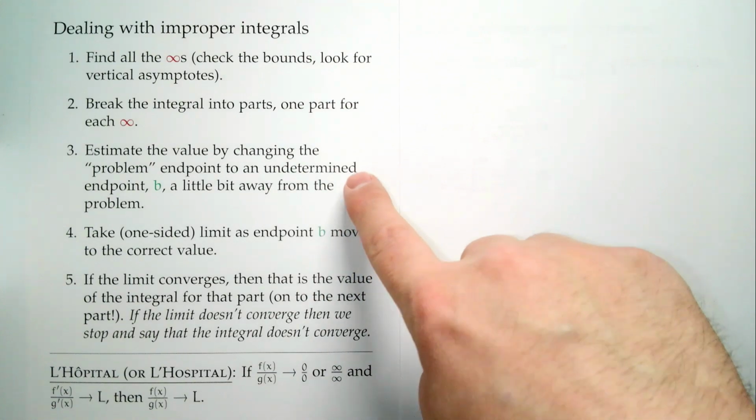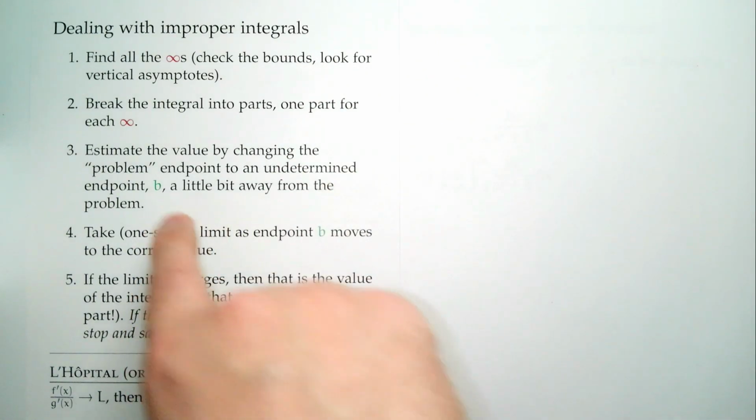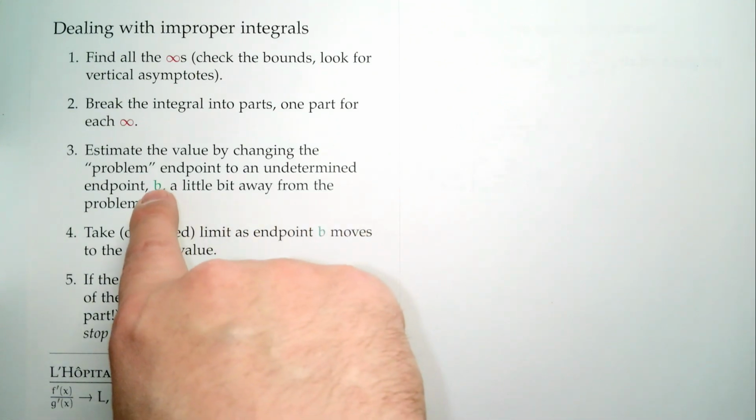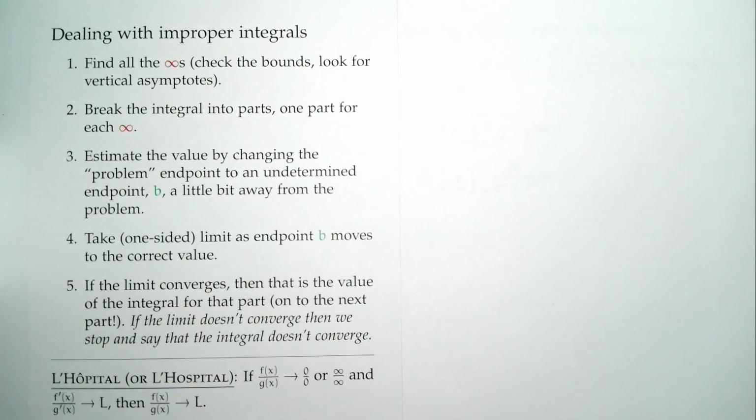So we carry out an integral where we have some undetermined endpoint. Now we say, let's move b closer and closer. Maybe I had a problem at 0, so I'm going to move b closer and closer to 0. And what do we do? If that value approaches a number, we say that's the value of the integral. If it blows up, we say the integral doesn't converge. If you break things into parts, every part has to work. If even one part fails, the integral does not converge. But if all the parts work, you put them together.